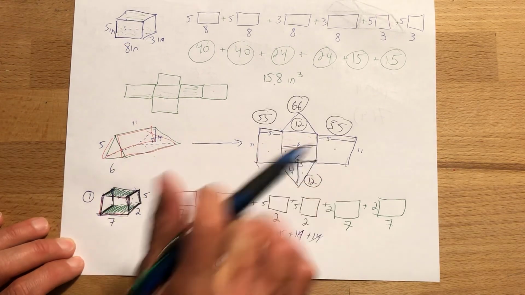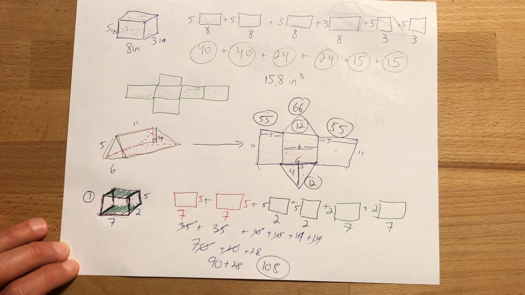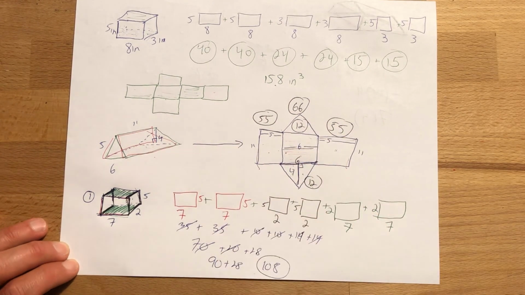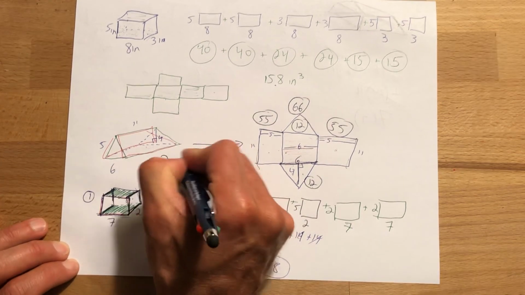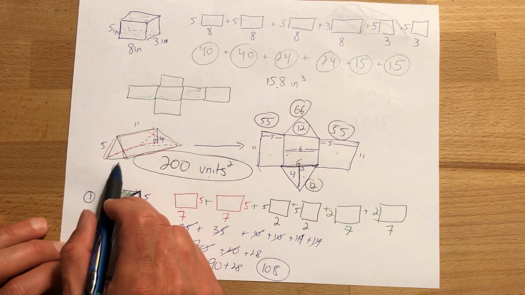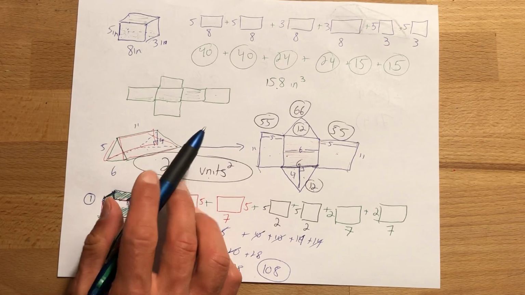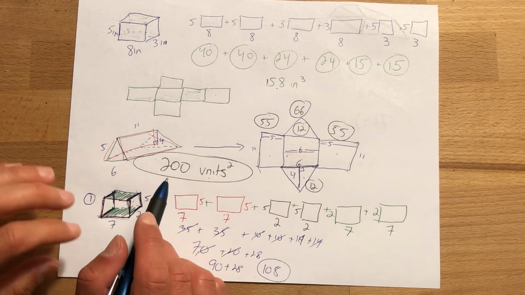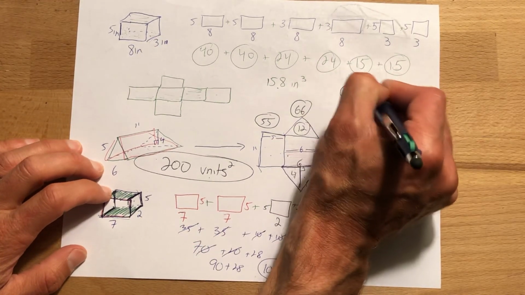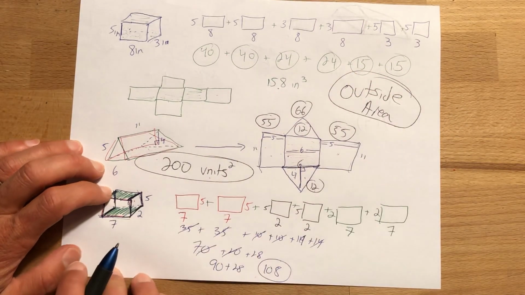I'm going to add all of these together, and I get something called my surface area, which is the outside area. 55 plus 66 plus 55 plus 12 plus 12 is going to give me a total of 200 units squared. And I'm using units because I don't know if it's inches or meters or centimeters or whatever. So this was an example of how to find the surface area. Remember, surface area is the outside area of each individual shape added up together.